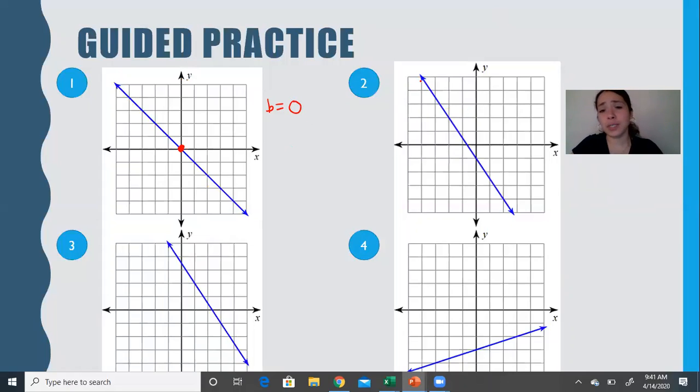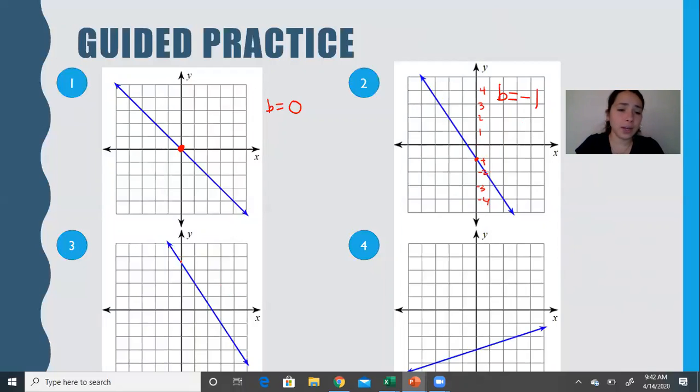Let's look at number 2. Where does this line cross the y-axis? Right here. That's where it crosses. B is equal to, now let's look at y. If this is 0, remember this is positive 1, positive 2, positive 3, positive 4. And then if you go down this way, negative 1, negative 2, negative 3, negative 4, etc. So this one would be b is equal to negative 1.